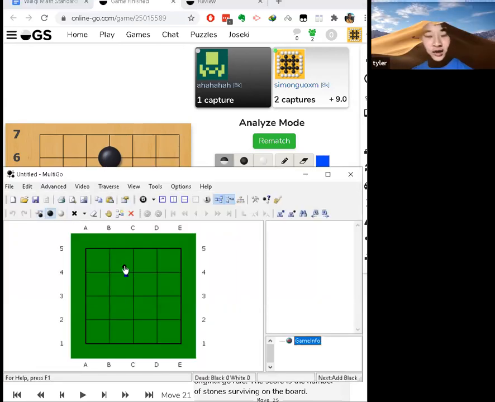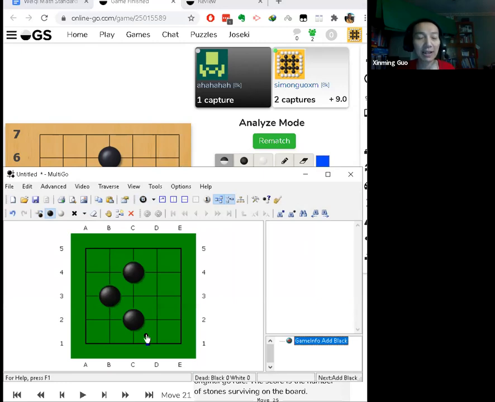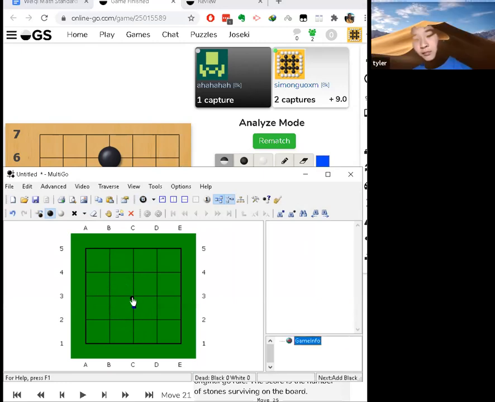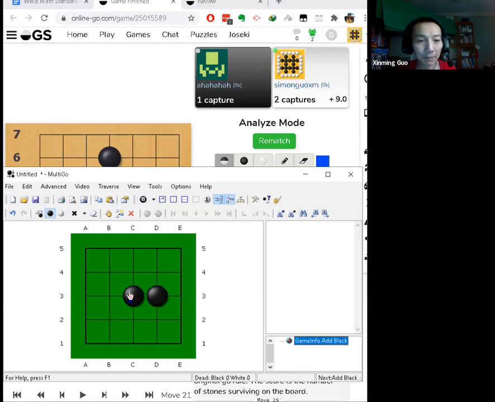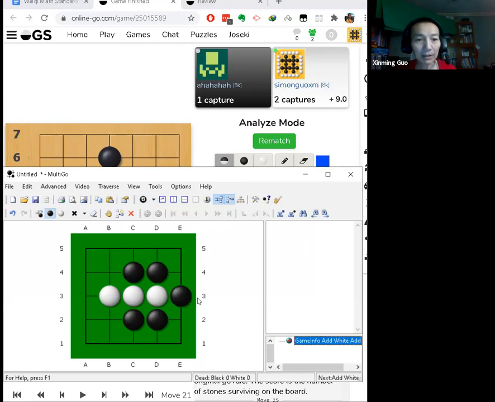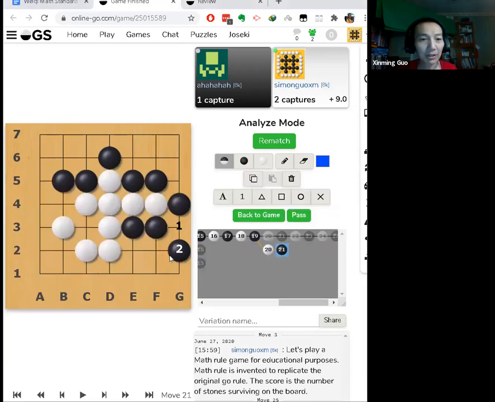A tiger mouth in the center usually looks like this, but on the edge of the board, a tiger mouth looks like this. Oh, sorry. This one is a tiger mouth. It can capture. If white plays here, it can capture. So this cutting point is a tiger mouth.